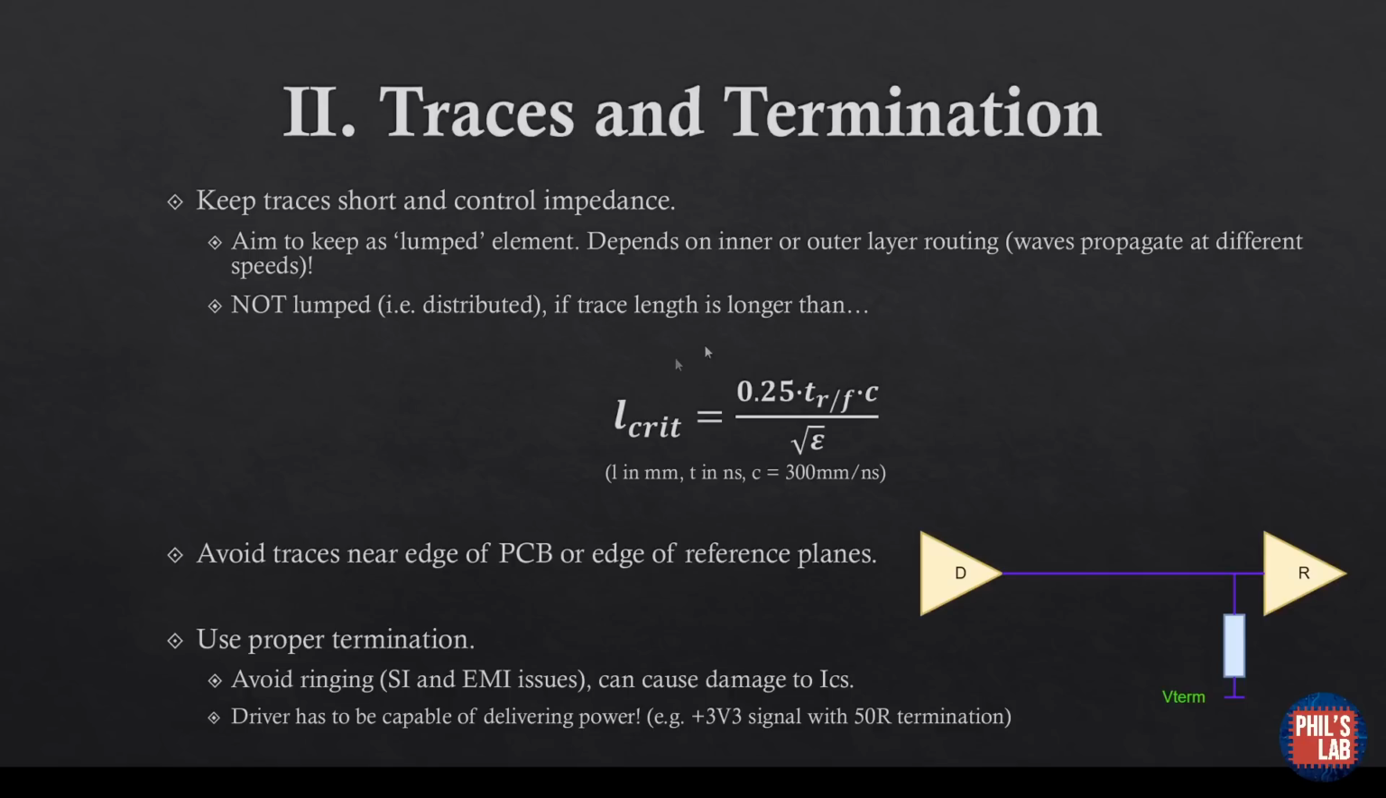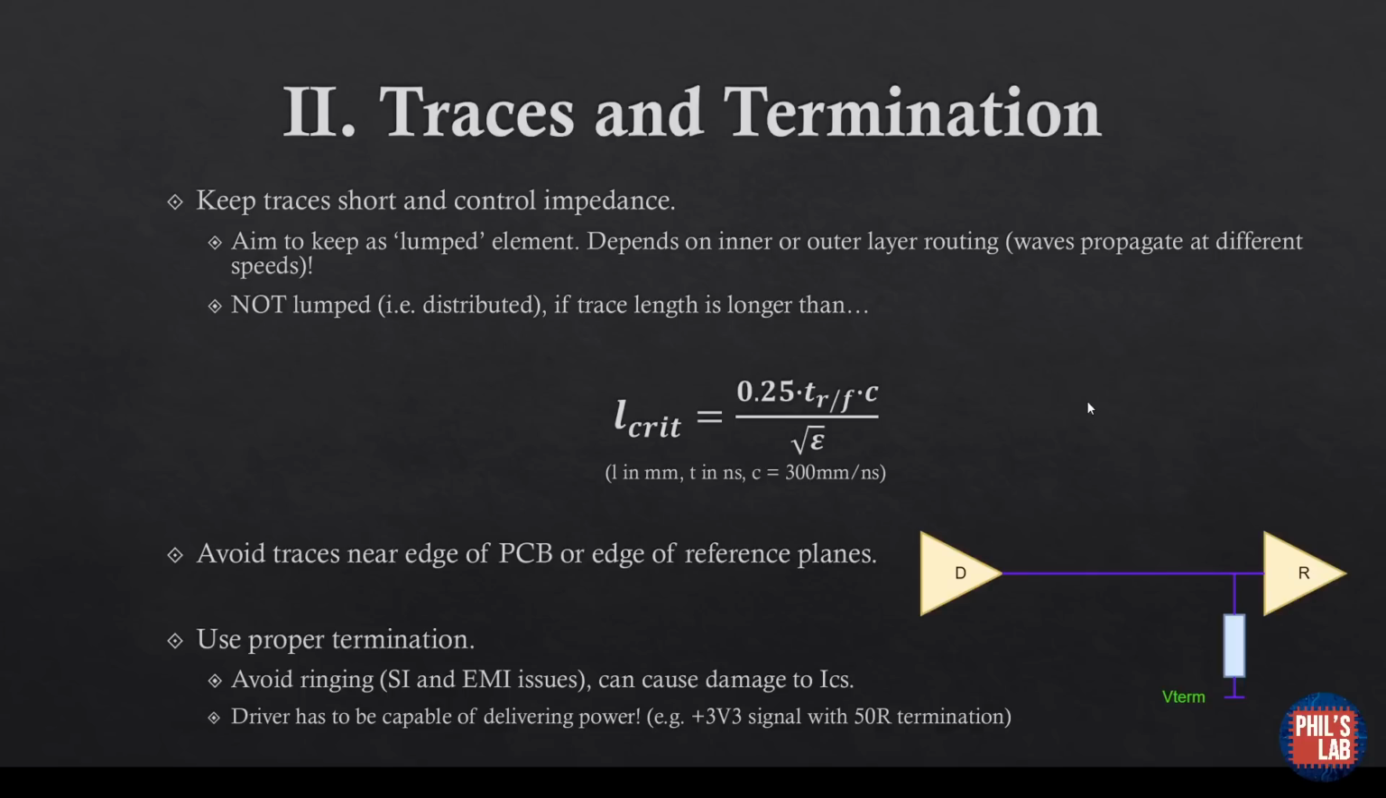This is an incredibly important formula, and I'd encourage you to remember this, and this gives us the critical length. So for a given rise or fall time and a given dielectric constant, when do we have to care about the trace length? And this is a quarter of the rise or the fall time, whatever is faster, times the speed of light, divided by the square root of the dielectric constant. And we'll look at this in just a second, what some typical numbers are.